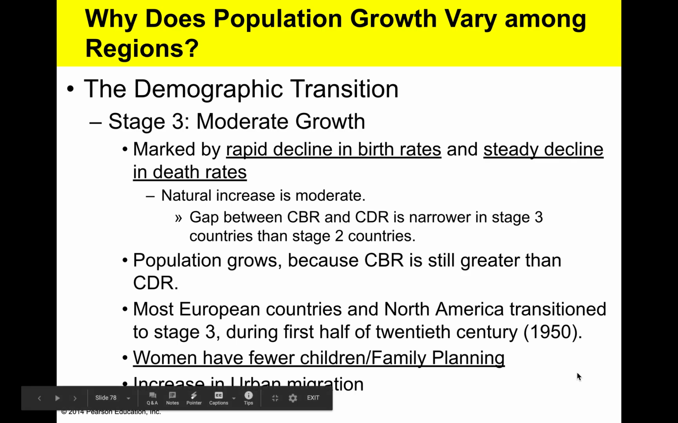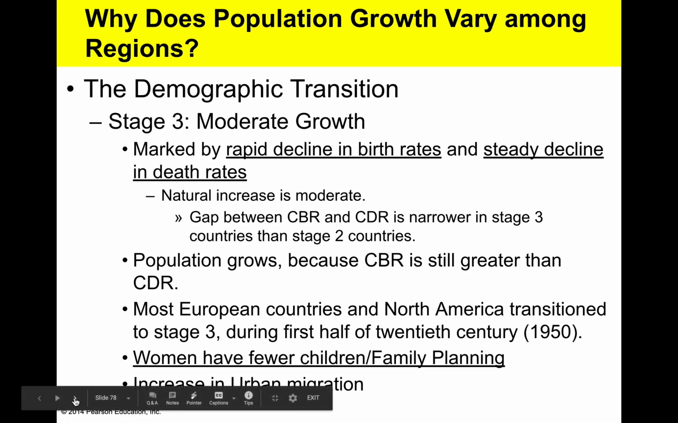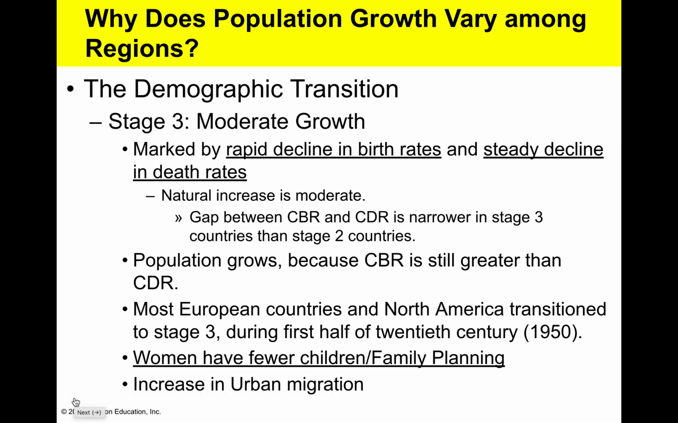All right, stage 3. This is moderate growth. And when we look at the measurements, we begin to see CBR go down and also CDR narrows. And when we begin to see this, the NIR, the natural increase rate, will go down. Most European and North American countries are in stage 3 in the 1950s. The transition to stage 3 is you have advancements in medical care. Women enter the workforce. Also, people move to the cities. Women enter the workforce and they have fewer children. So there'll be economic changes with women. In stage 3, we'll also begin to see, with advanced medical care, contraceptives or birth control.